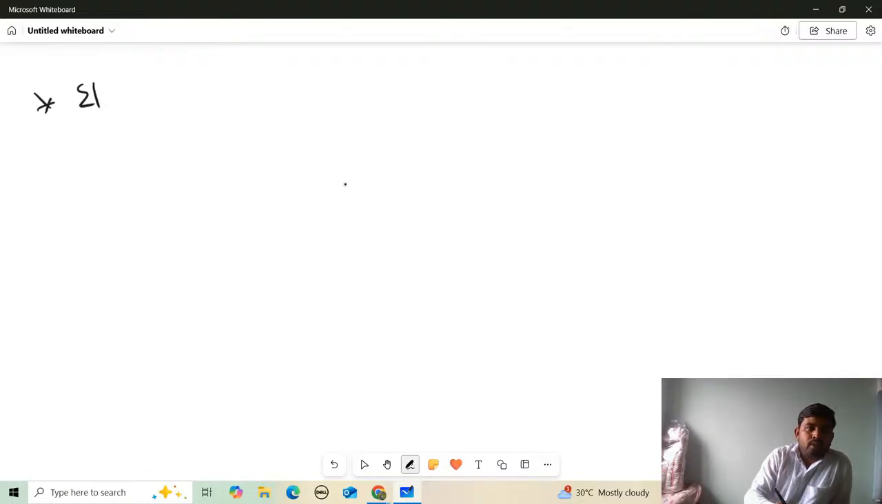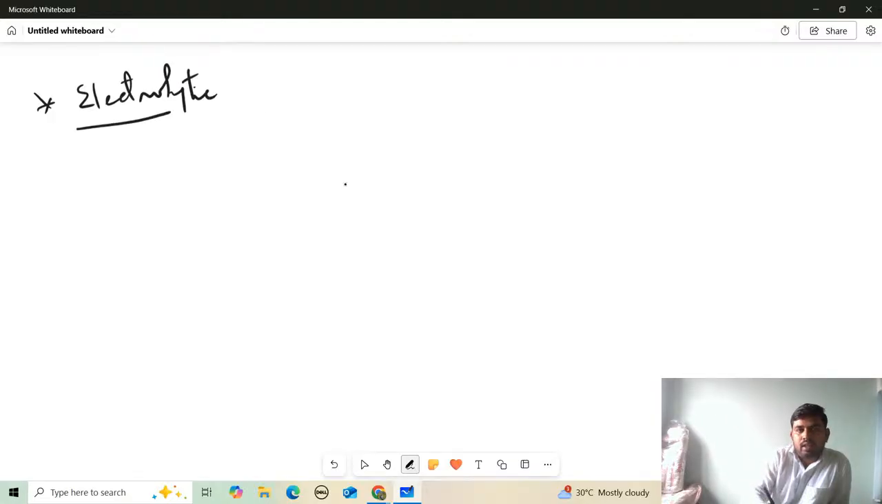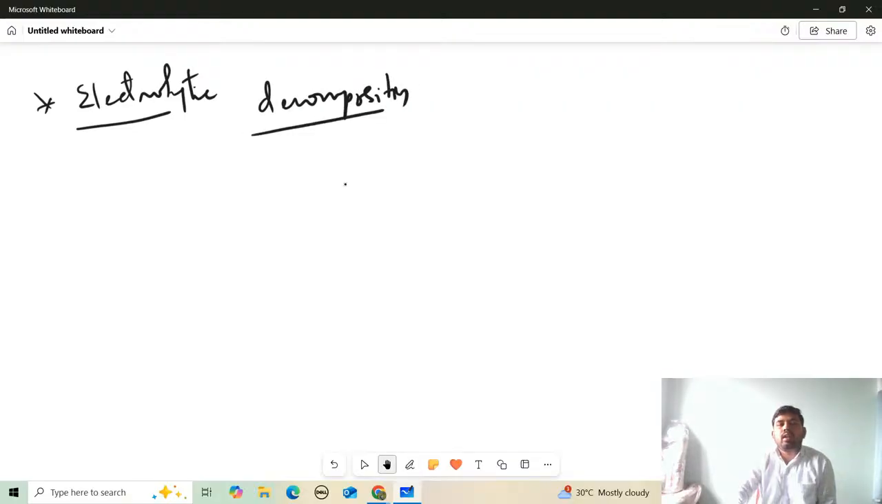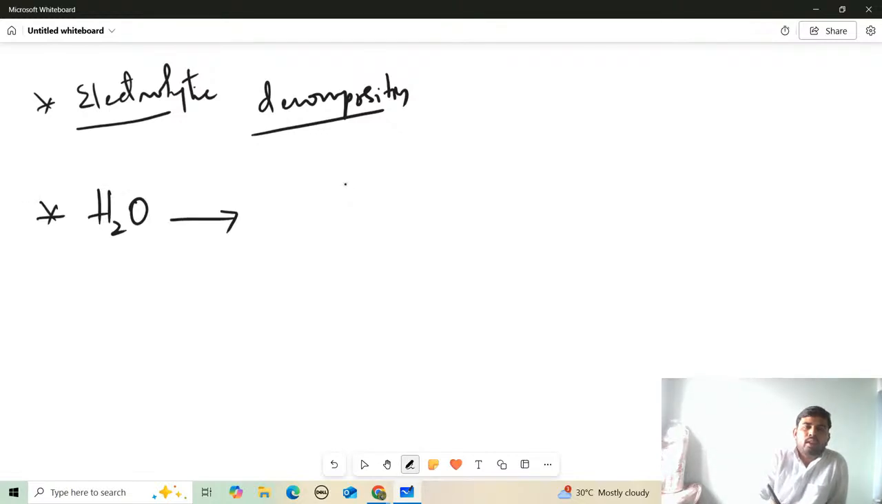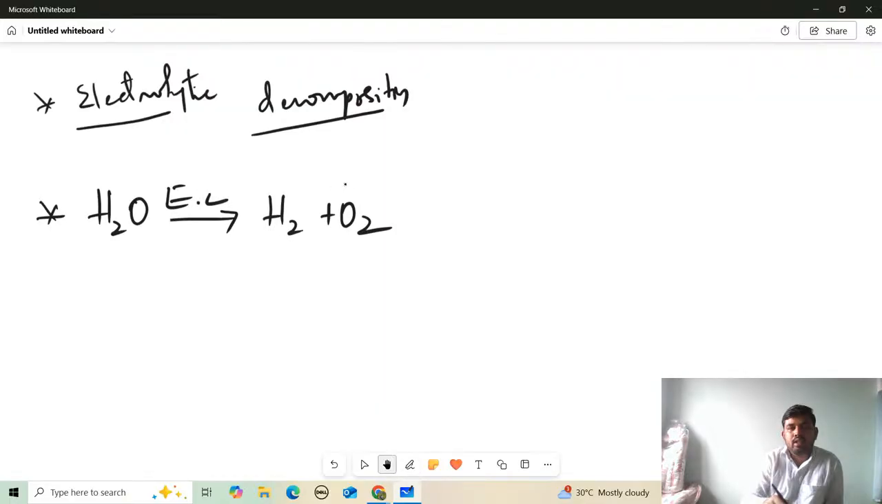I can discuss electrolytic decomposition now. So here, what happens? They take the example of H2O giving rise to H2 plus O2 by supplying an electrical current. One more important thing here is the diagram they have given in the textbook.